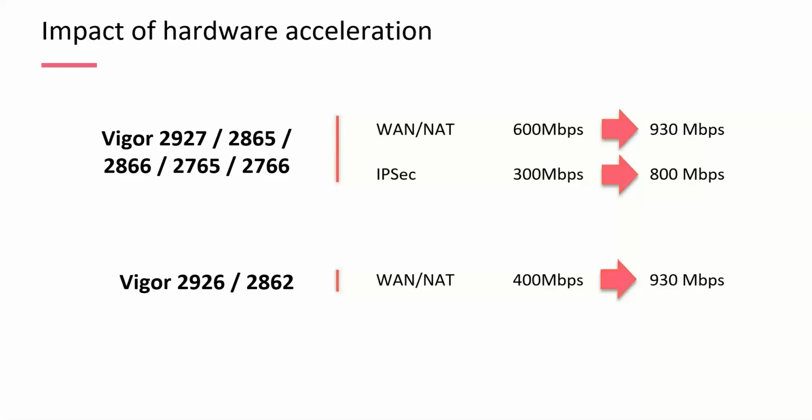And then if we look at the 2926 and 2862, the older models, they have a WAN performance of 400 megabits per second without hardware acceleration. So actually, for some FTTP connections up to around 300 megabits, it's still quite capable. But with hardware acceleration enabled, you can get it up to 930 megabits per second, which allows you to get a bit more juice out of it to be able to keep using it for a bit longer potentially.